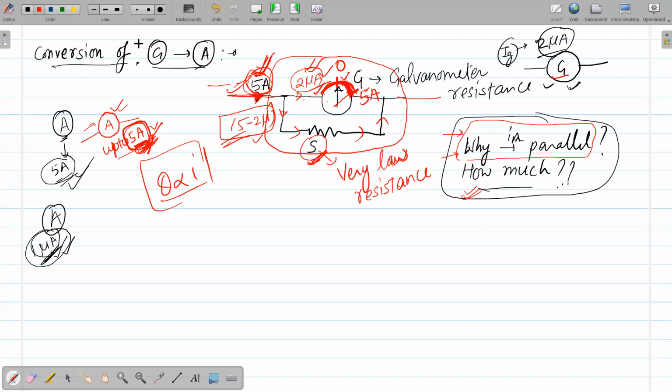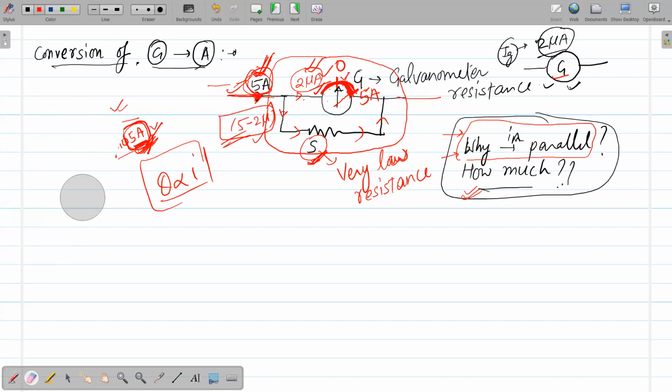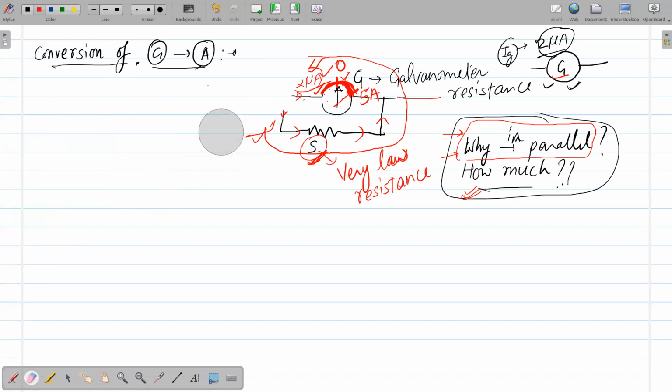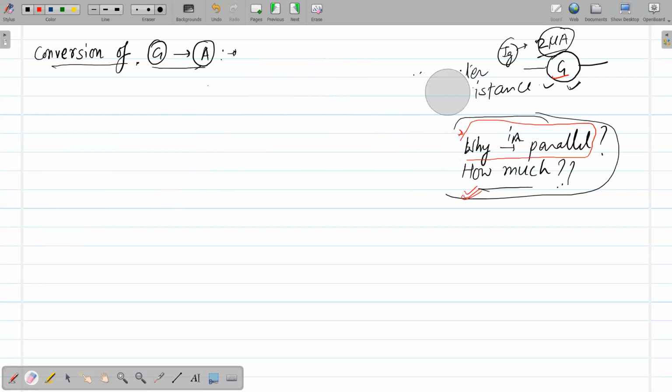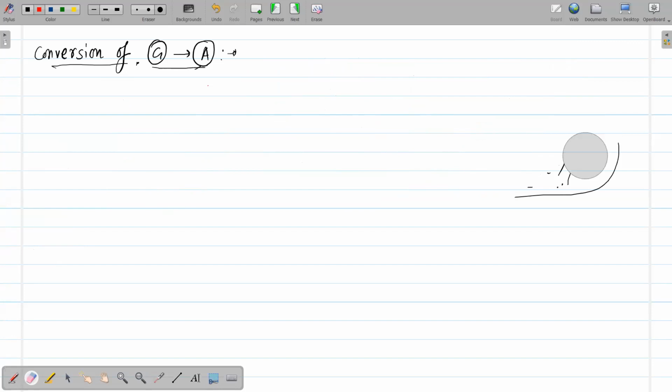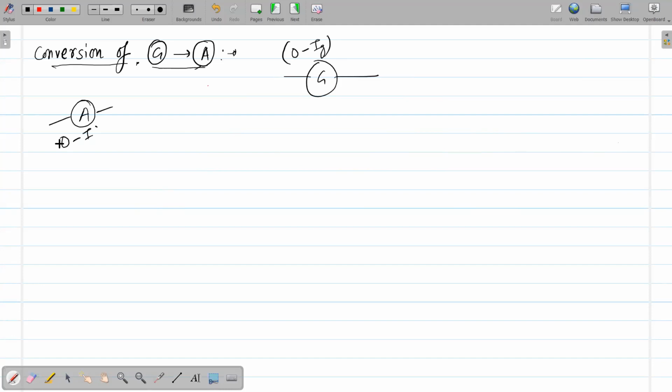Now let's do the same calculation using unknown terms. In order to explain this clearly before, I took some known values, right? Let's do it in unknown form. Let's say we have a galvanometer which has current range from 0 to Ig, and we want to produce an ammeter with current range 0 to I. In order to produce this ammeter, let's connect a very low resistance wire in parallel.